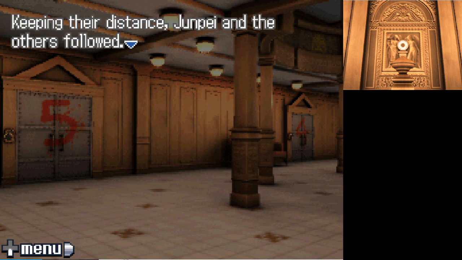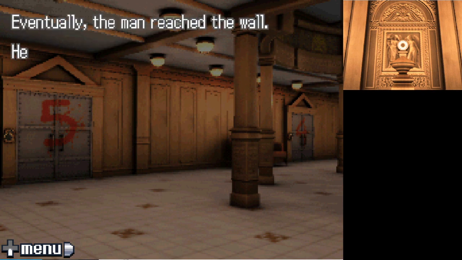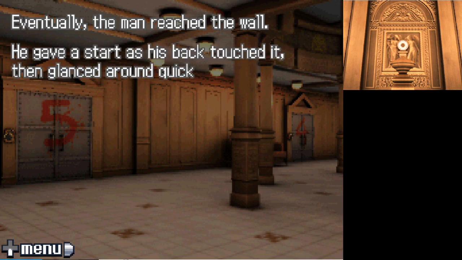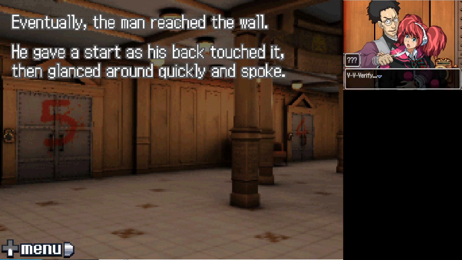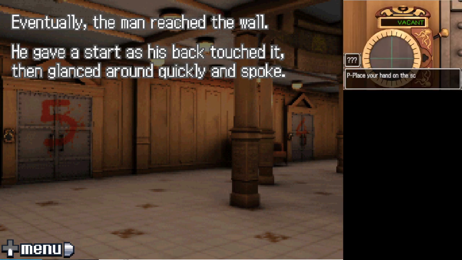In the distance, Junpei and the others followed. After the man reached the wall, he gave a start at his back, touched it, glanced around quickly, and spoke. "Verify. The left. Look to your left. Do you see the device on the wall? Place your hand on the scanner panel to the wrap part."